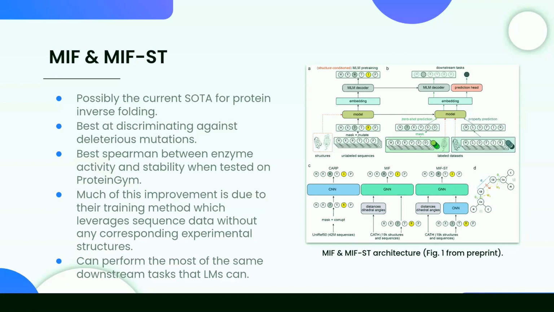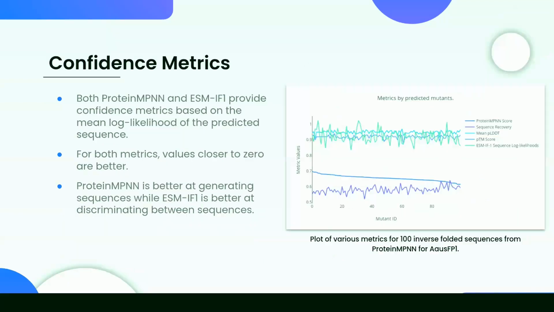I believe that much of the improvement from MIF and MIF-ST over the other inverse folding models that we discussed is due to the fact that their training method leverages sequence data in a much more interesting way. And another cool thing is this model can basically perform the same downstream tasks as other language models can. So there's a lot of potential and applications for using this as a general purpose model. And the other benefit of using an inverse folding model as a general purpose model is the fact that it can leverage structural data, which might be seen as a benefit or a con.